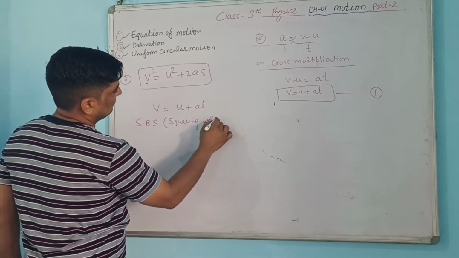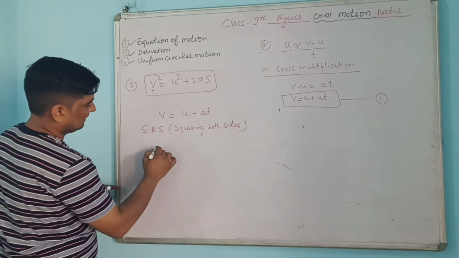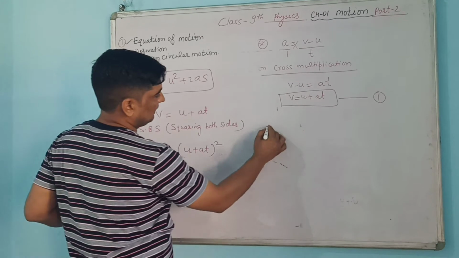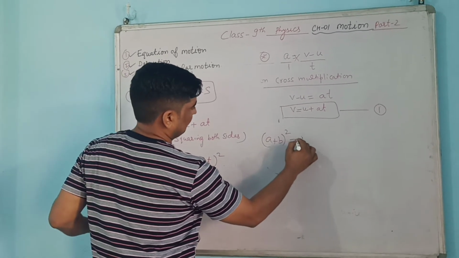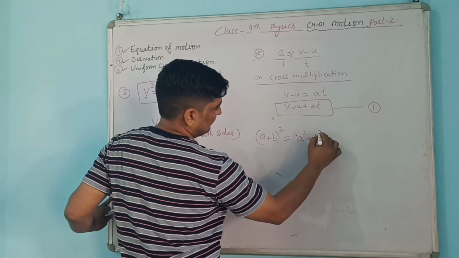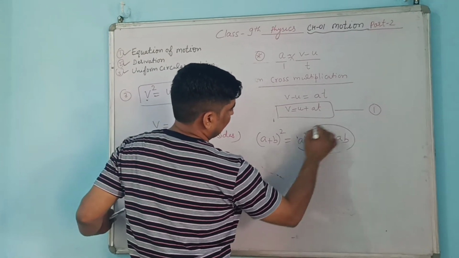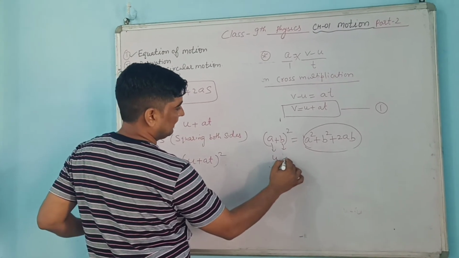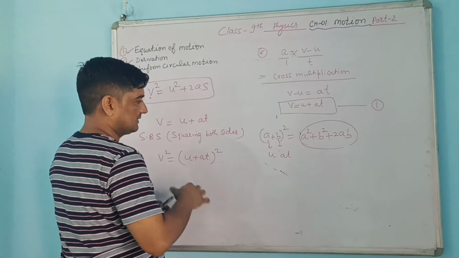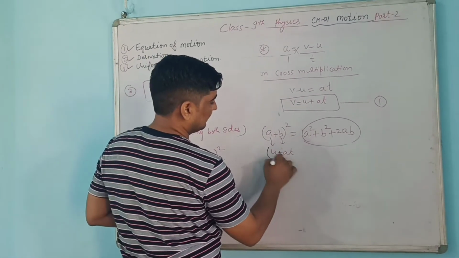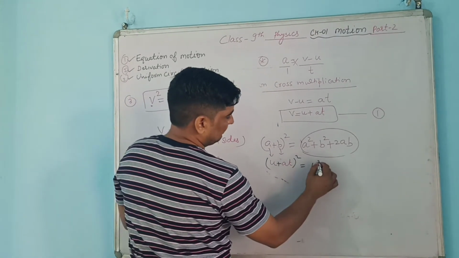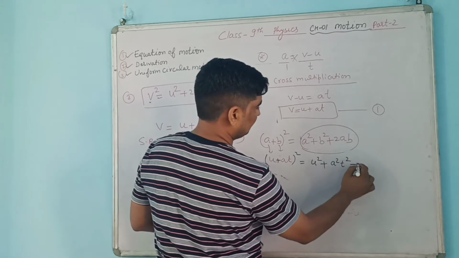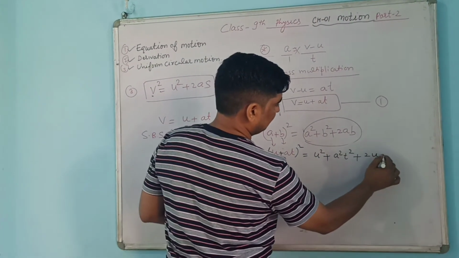Squaring both sides, what will we get? v square is equal to u plus at, whole square. Do you know the formula of a plus b whole square? It is a square plus b square plus 2ab. So here also we will do like that. In place of a we have u, in place of b we have at. According to this identity, we get u square plus b square, meaning a square t square, plus 2u at.